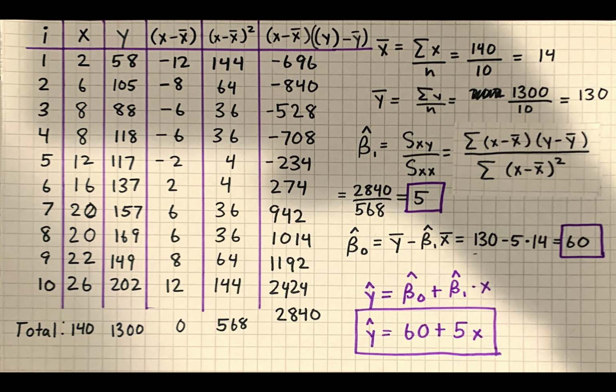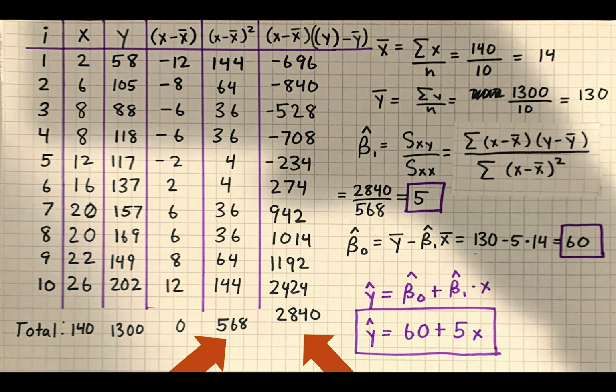We can now apply this to our example. We have 10 values for X and 10 values for Y, representing the 10 restaurants on 10 different college campuses. We know that X bar is equal to 14, so that is our average X value, and our average Y value, Y bar, is equal to 130. We were also able to solve for SXY and SXX.